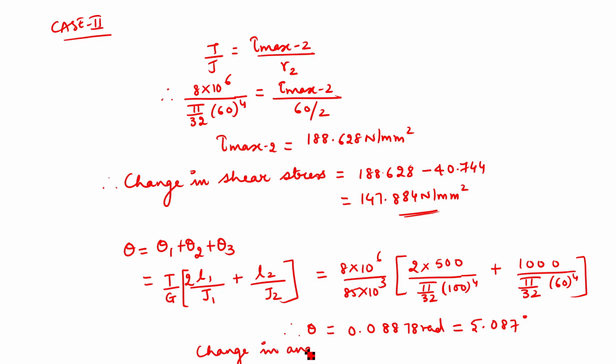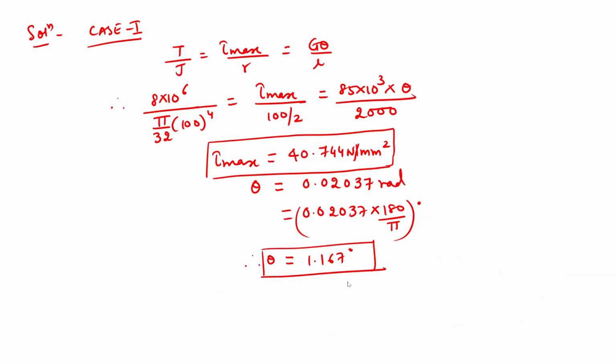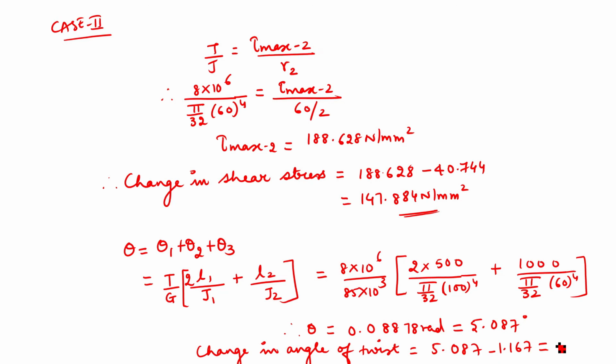in angle of twist, it is 5.087 minus 1.167 that I obtained in the first case. This value is 3.92 degree. So these are the two answers that I obtained when I calculate changes in shear stress and change in angle of twist. So with these two numericals, I end this session.